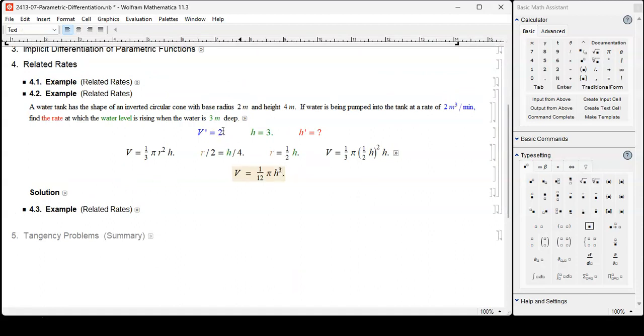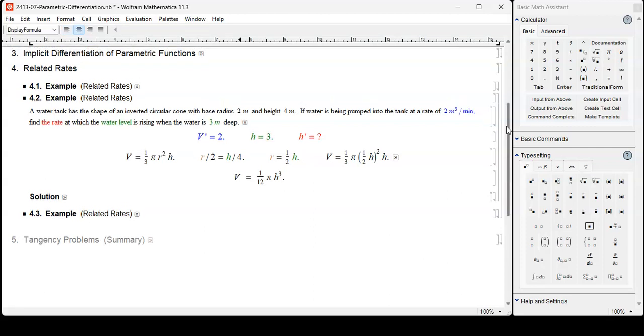And then 2 values given. Now if you get equation number 2 from the implicit differentiation, we're all set. Are you with me here? V prime equals, take the derivative, 3 comes out as coefficient, pi H squared times H prime. 3/12, that's the same as 1/4.